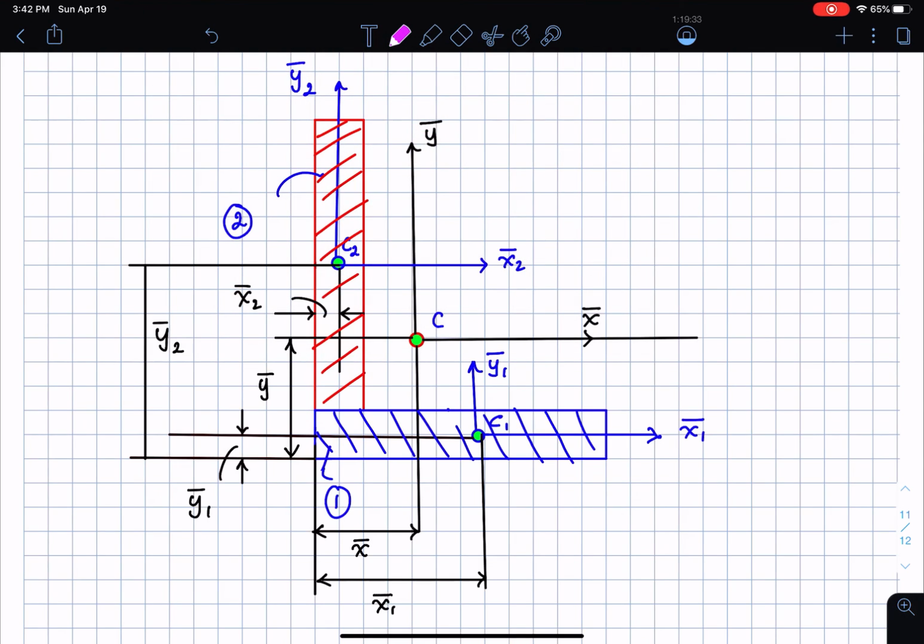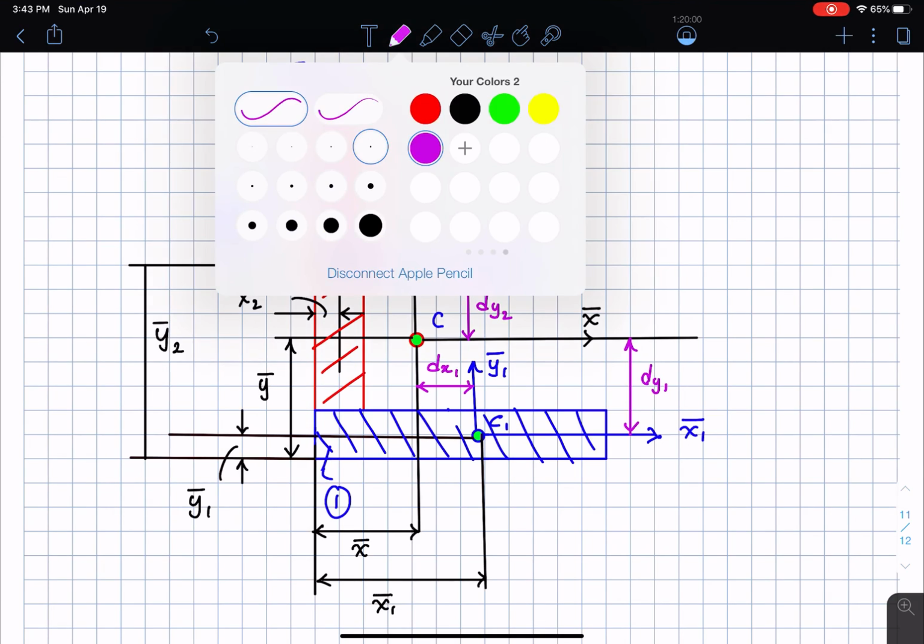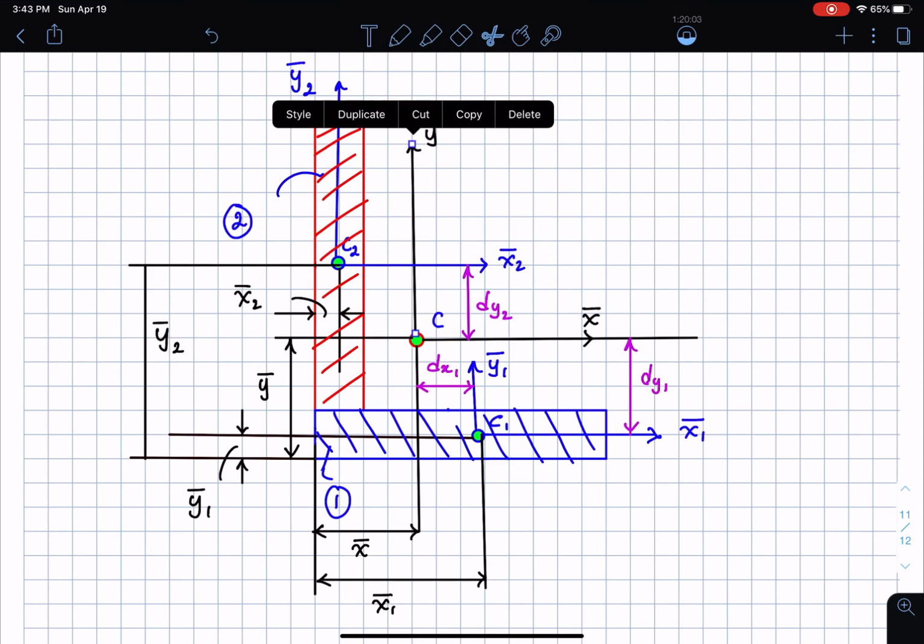This height here is going to be the height from x bar to x2 bar, so that's going to be dy2. Then this height is going to be dy1. Likewise, I'm going to have a distance between y bar and y1 bar, and that I'm going to mark as dx1. Then I have a distance between y bar and y2 bar, which I'm going to mark here. I'm going to take this and expand it here, and this distance, which I marked in this color, is going to be dx2.